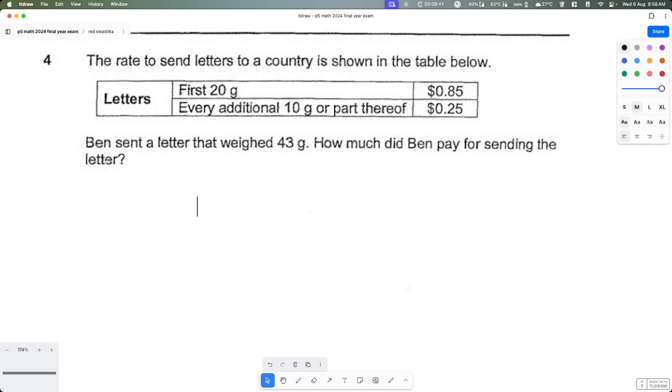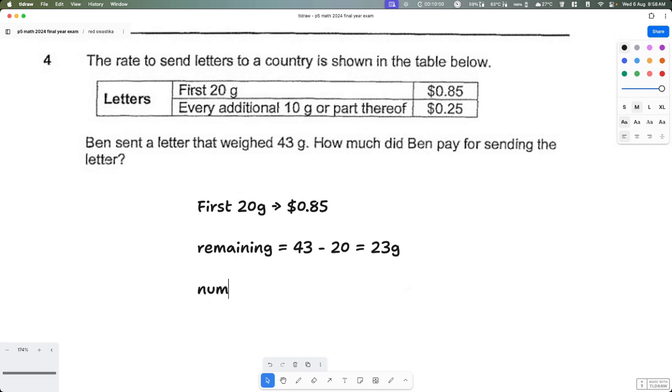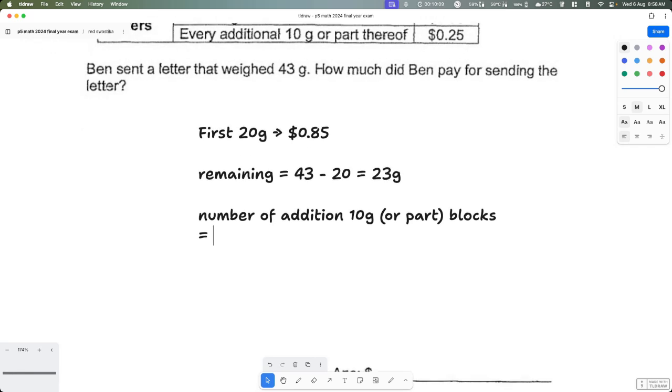So first 20 grams is $0.85. Okay, and then we have remaining, which is equal to 43 minus 20. This will give us 23 grams. Okay, so number of additional 10 grams or part blocks, which is equal to 23 divided by 10, which is 2.3. And then we need to round up. So this will be 3.